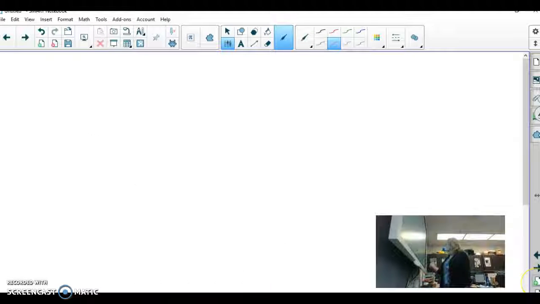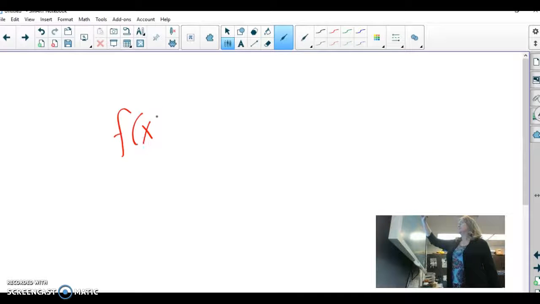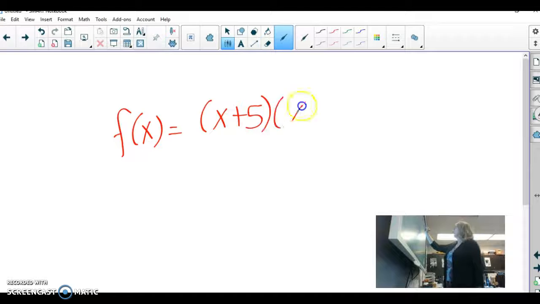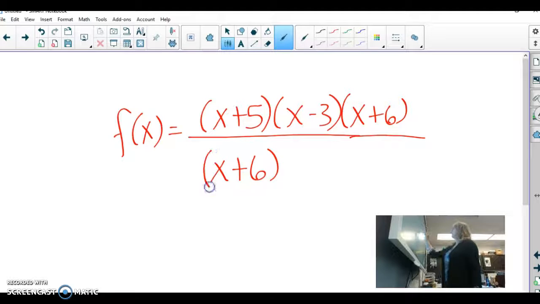So let's do another example. Let's say we have f of x. I'm going to just write it out in factored form. Equals x plus 5 times x minus 3. Let's keep going here. X plus 6. And then in the denominator, let's say we have x plus 6 times x minus 4.